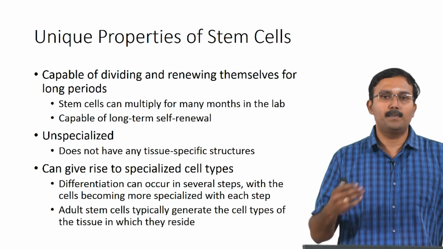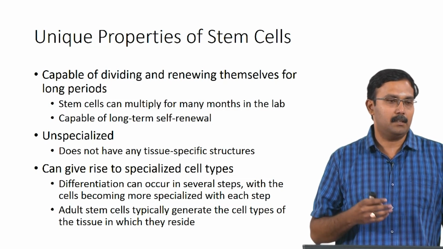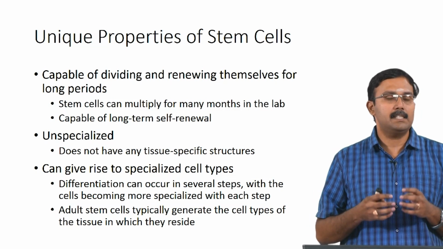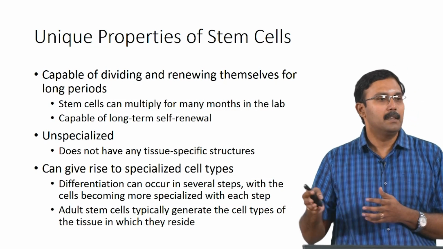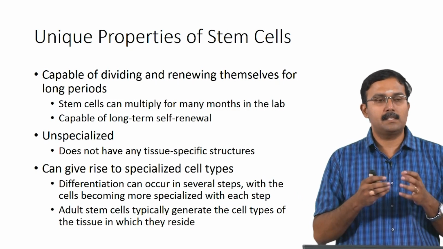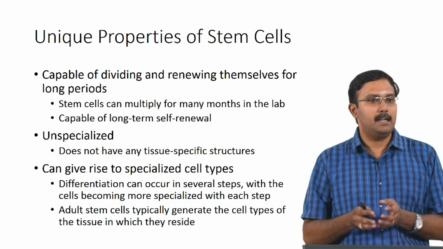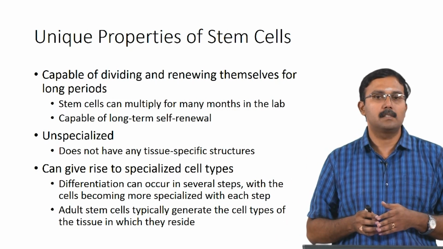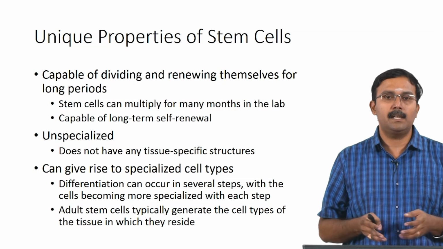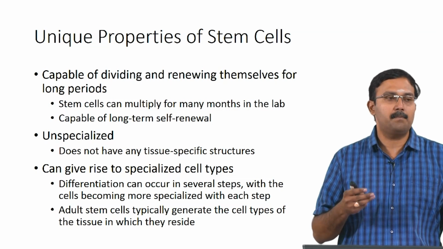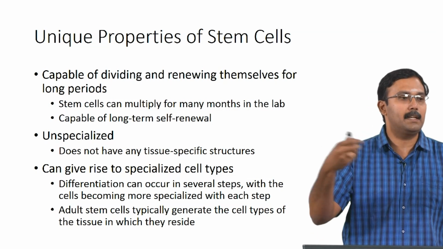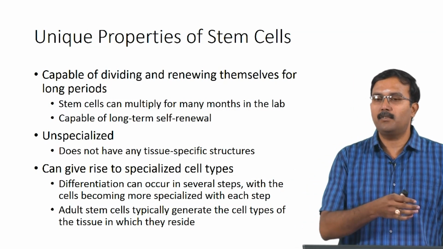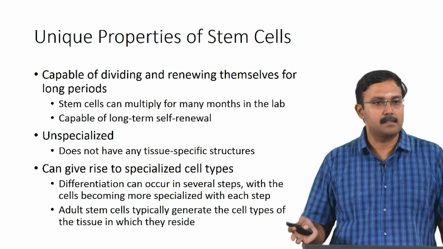They can give rise to specialized cell types, which will happen through the process of differentiation. So, differentiation actually does not happen as one step, it goes through multiple steps where the cells become more and more specialized, and finally, they get committed to one lineage and form one particular type of cells. So, adult stem cells typically generate the cell type of the tissue where they are obtained from. So, if you take hematopoietic stem cells, it will form different types of blood cells, right.